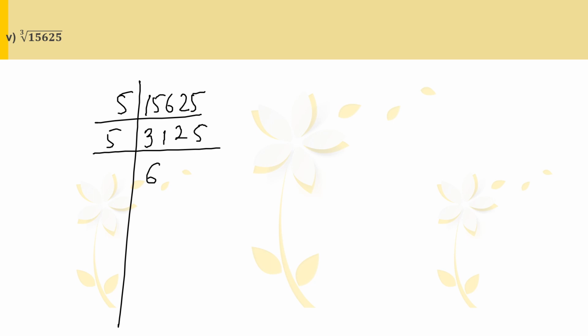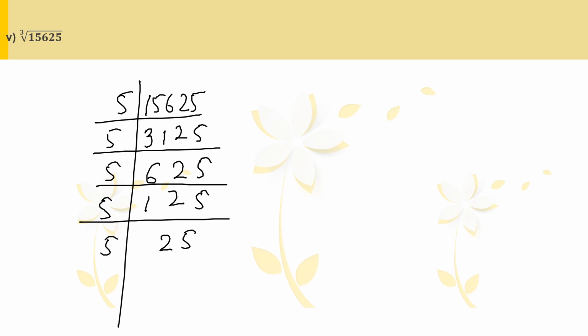Again, we have to do the prime factorization of 15625. This is divisible by 5. 5 3 is 15, 5 1 is 5, 5 2 is 10, 5 5 is 25, 5 6 is 30, 5 2 is 10, 5 5 is 25, 5 1 is 5, 5 2 is 10, 5 5 is 25, 5 2 is 10, 5 5 is 25, 5 5 is 25, and 5 1 is 5.